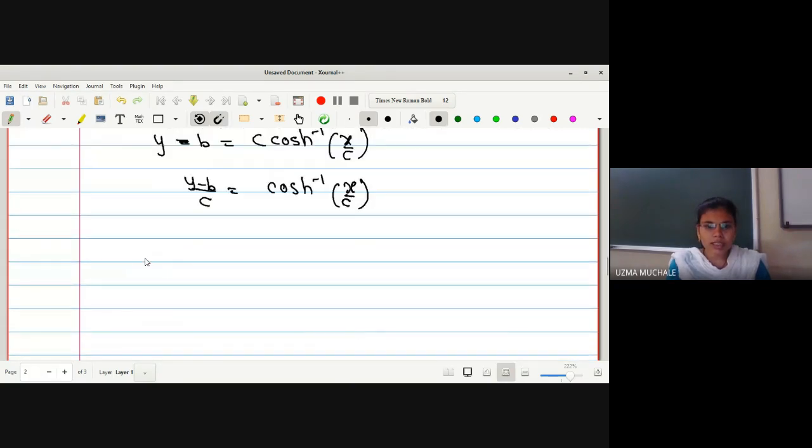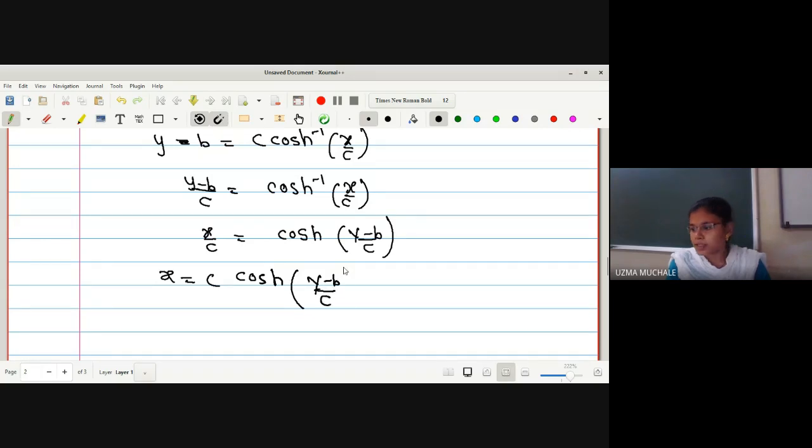And on the next step, I can write this as x by c is equal to, by taking cos on both sides, hyperbolic cos of y minus b divided by c. What will be the value of x? We get x equal to c cos hyperbolic of y minus b divided by c. Okay. So in this way we can get the value of x.